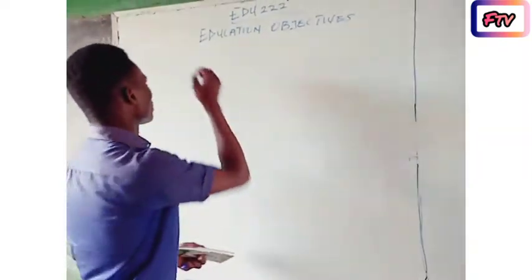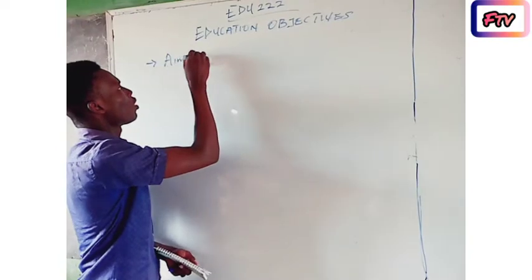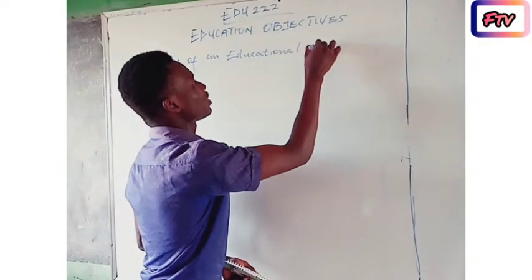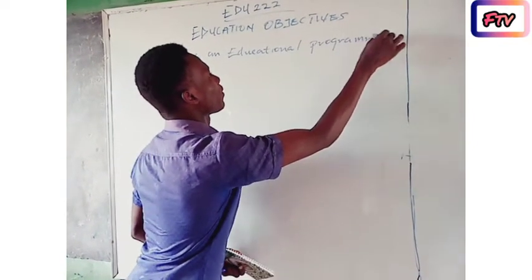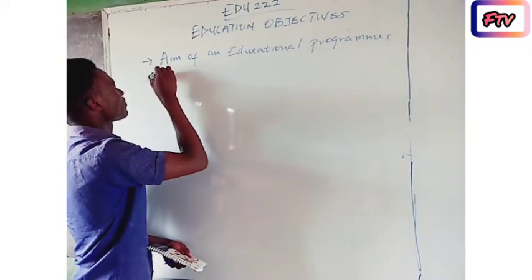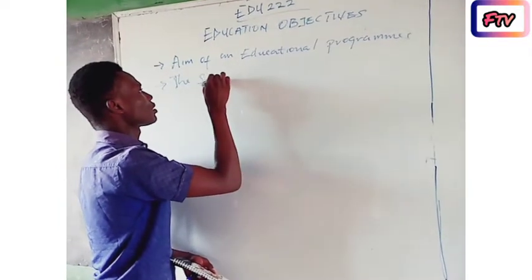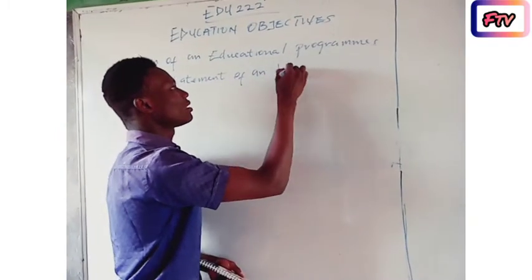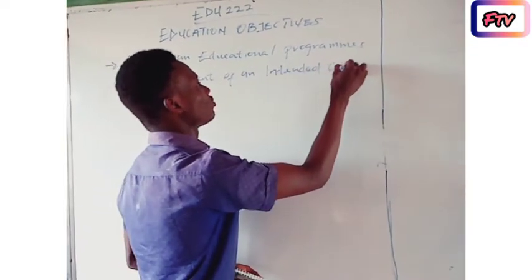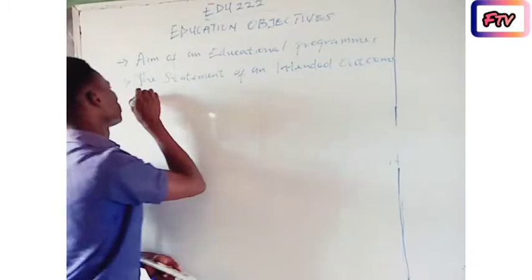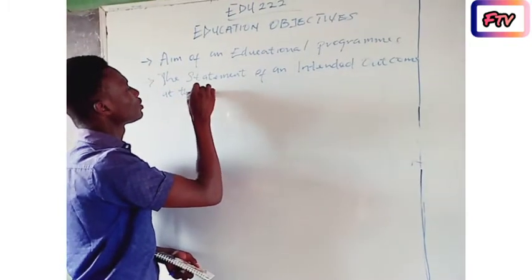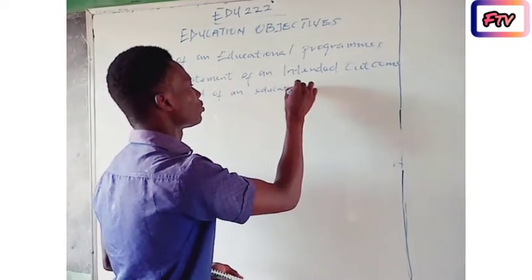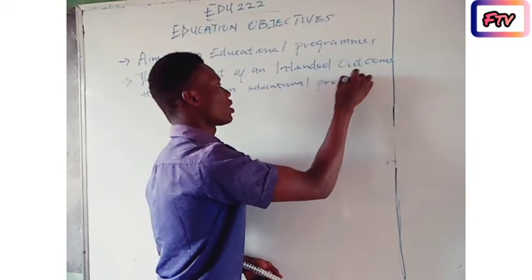You can just jot it down that it is the aim of an educational program. And another thing is the statement of an intended outcome at the end of an educational program. I hope you are clear with that.